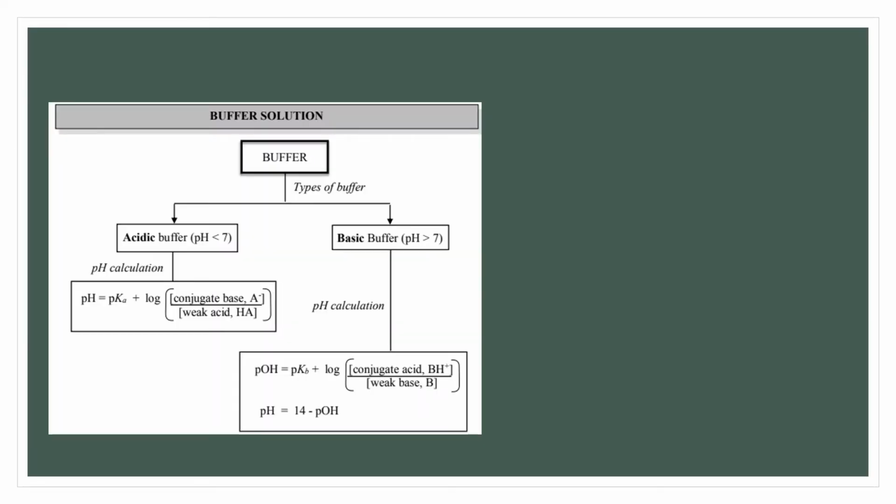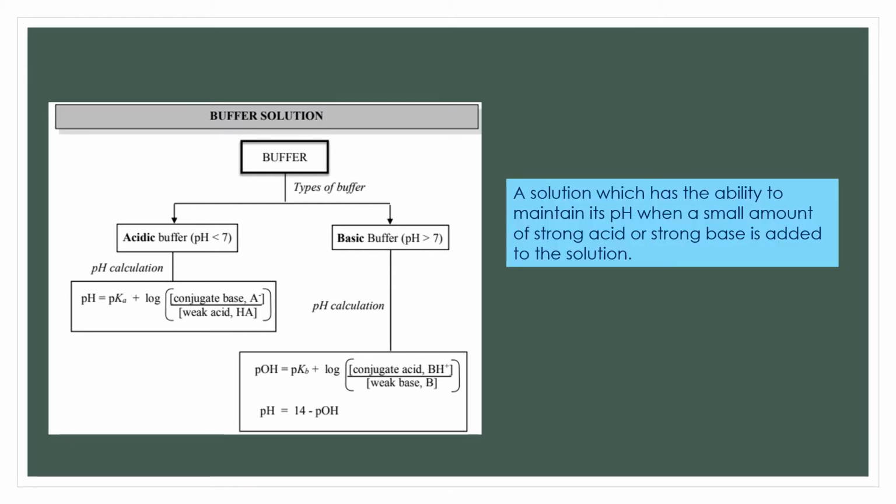So mainly there are two types of buffer, but the first thing that you need to know is what is a buffer. A buffer is a solution which has the ability to maintain its pH when a small amount of strong acid or strong base is added. So this is a small amount, ya, not very much. And the solution can be two types: an acidic solution or a basic solution. This is the acidic solution, and this is the basic solution.